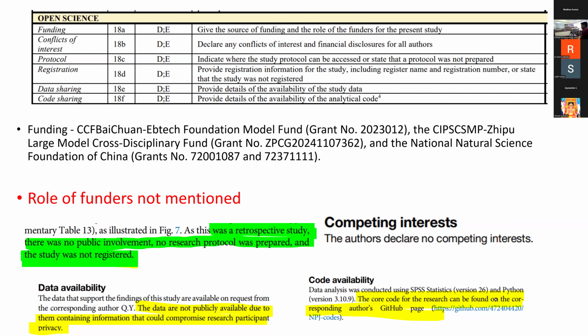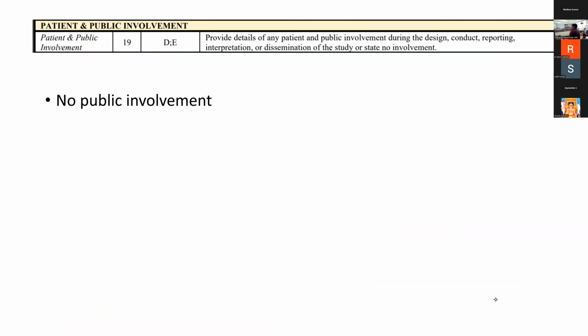And regarding details of availability of data, they've said that the data is not publicly available, but could be given upon request. Provide details of the availability of the code. The code can also be found on that link. Now, patient public involvement: there was no public involvement in the study, which they've reported.